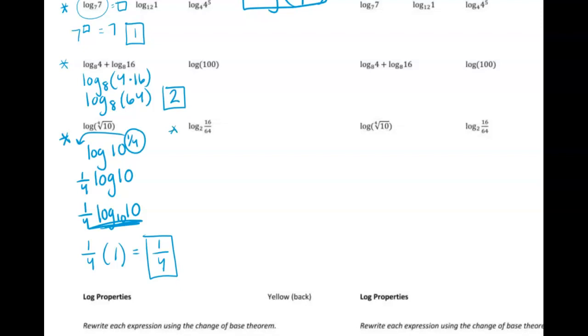This one here, 16 over 64, but I can rewrite it. Log base 2 of 16 minus log base 2 of 64. Log base 2 of 16 is 4, because 2 to the 4th is 16. Log base 2 of 64 is 6, because 2 to the 6th is 64. 4 minus 6, negative 2.